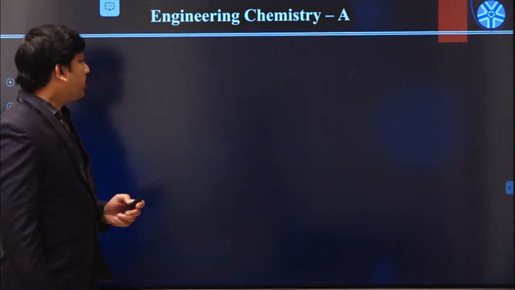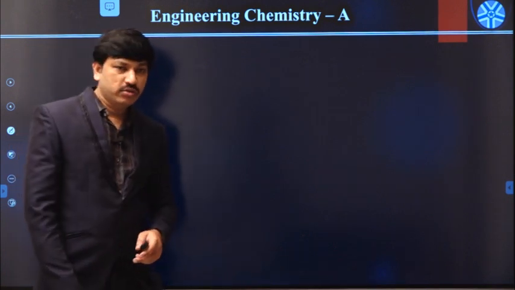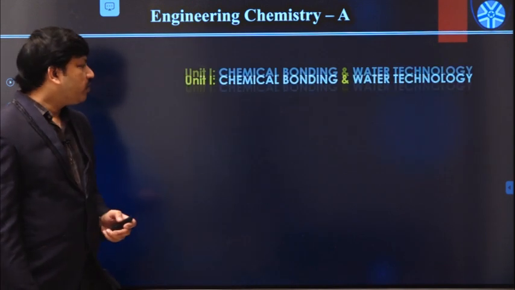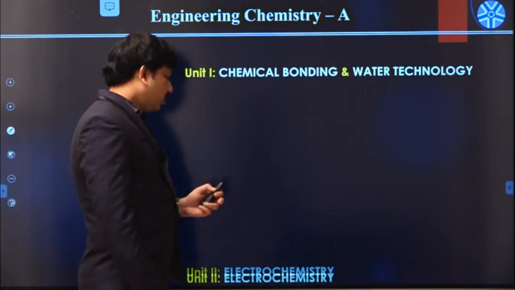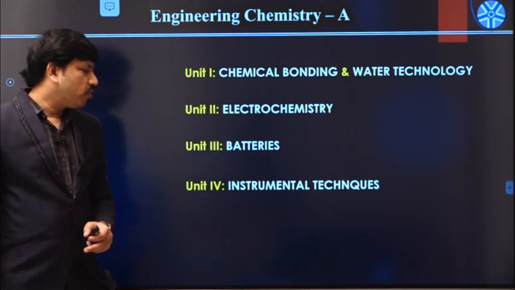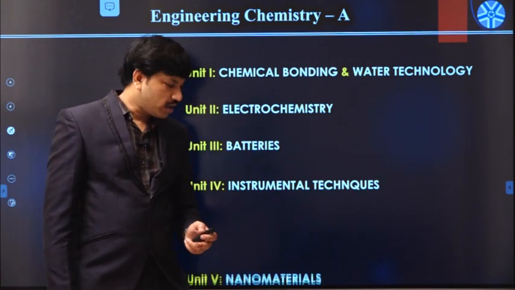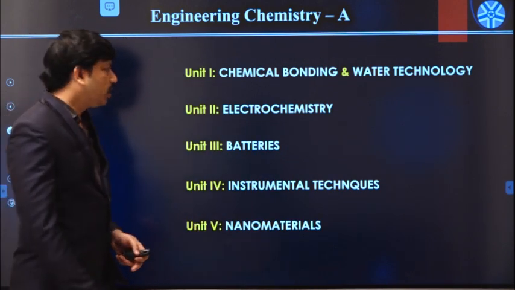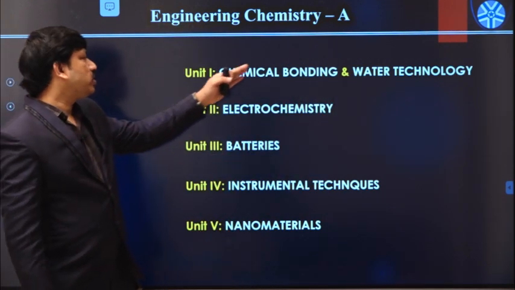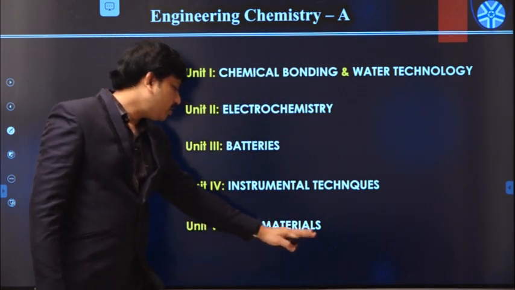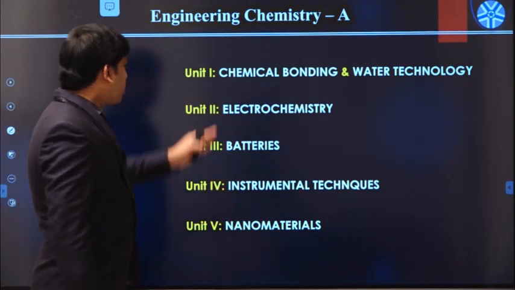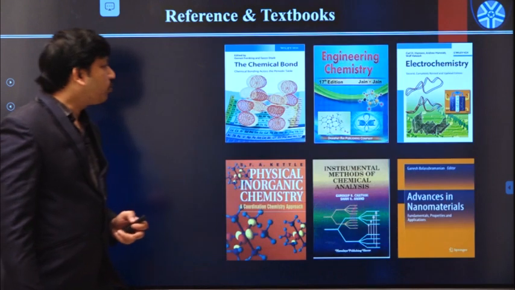Okay, so let us see the contents of the Engineering Chemistry A course. It mainly consists of 5 different units. Unit 1 is chemical bonding and water technology, Unit 2 is electrochemistry, Unit 3 is batteries, Unit 4 is instrumental techniques for chemical analysis, and Unit 5 is nanomaterials. So the course covers various topics, starting from chemical bonding to the most advanced topic like nanomaterials.